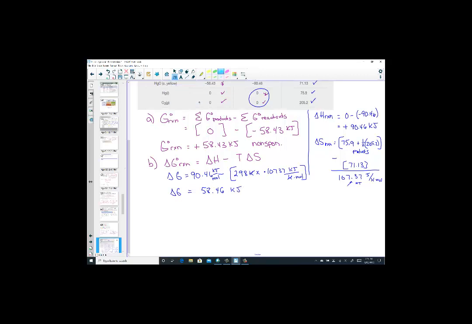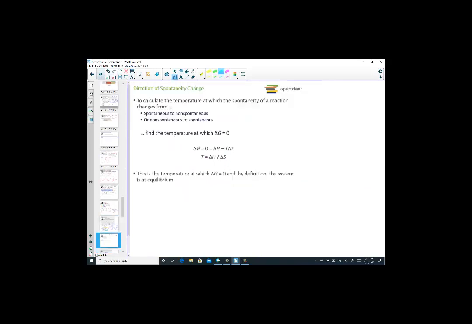Look at how close these numbers come out. When we did products minus reactants, we got positive 58.43. Using published thermodynamic values, delta G is H minus T delta S. We got positive 58.46. Very, very, very close. Two solution pathways that lead you to the same correct answer. And again, using thermodynamic properties, this, I believe, is the easier pathway, isn't it? It's fewer subtractions to plug and chug.